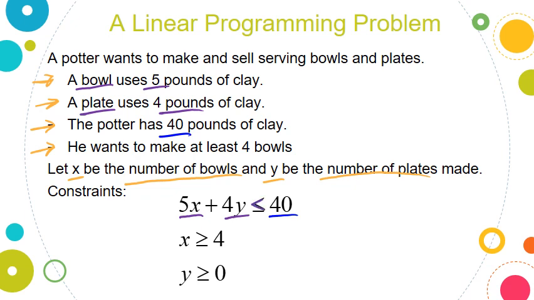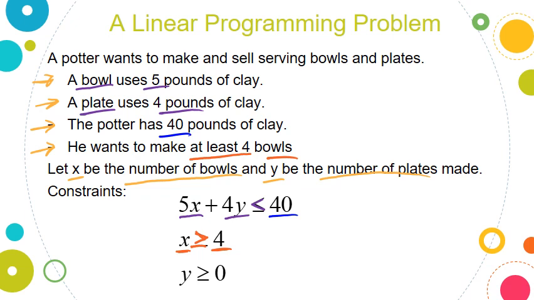I don't have more than 40, so that's my constraint. I could use exactly 40 or I could use a little less. So I need to have an inequality and not an equation. And then I take a look at, I want to make at least 4 bowls. So X is my bowls. I want to make at least 4. So I could make more than 4. I could make exactly 4. But I can't make less than. So that's where that constraint comes in.